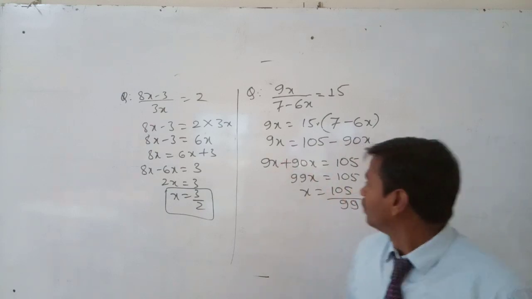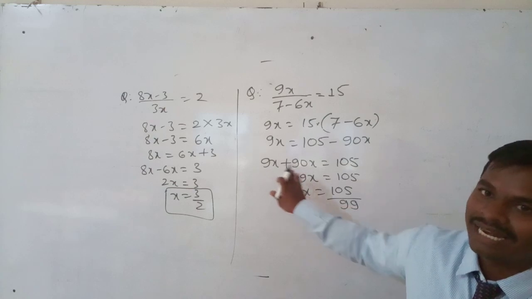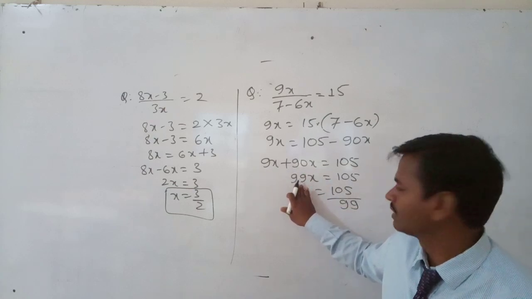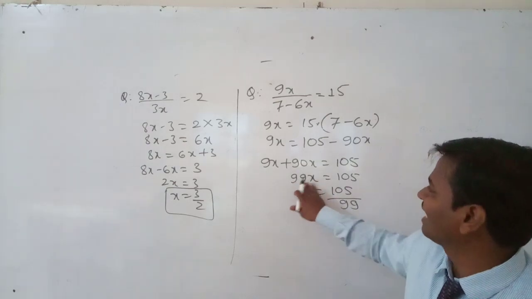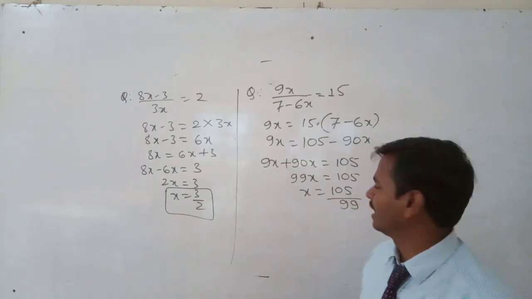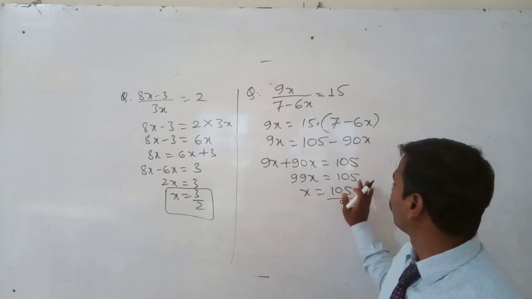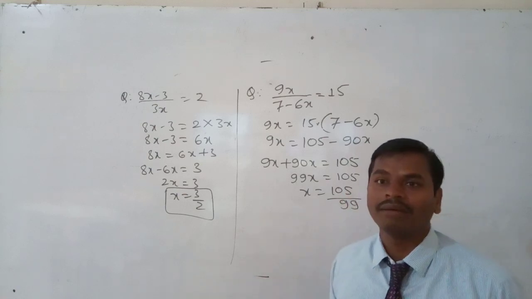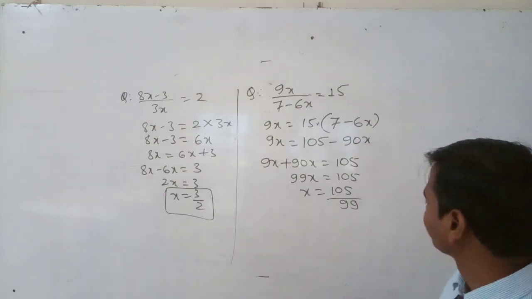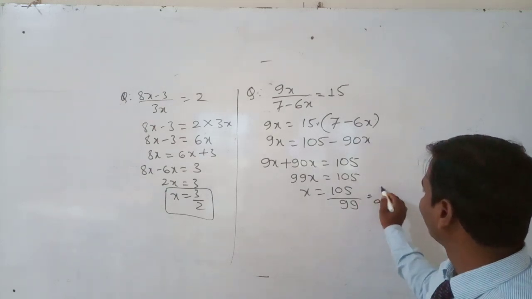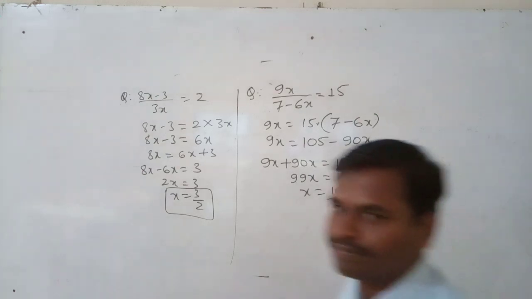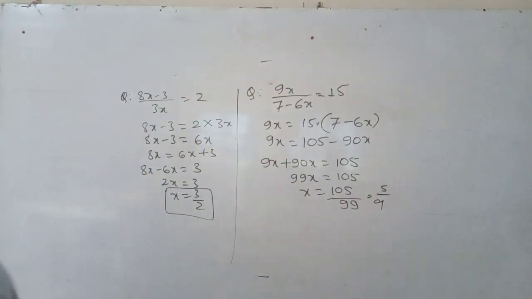Now 90 plus 9, it will become 99x. 90 plus 9 is 99x. Now this 99x is 99 into x. Multiplication will become division, divided by 99. Both numbers are in the 9 table. 105 and 99 are in the 9 table... 9 ones are 9, 9 fives are 45. Okay, 5 by 9. x equal to 5 by 9.